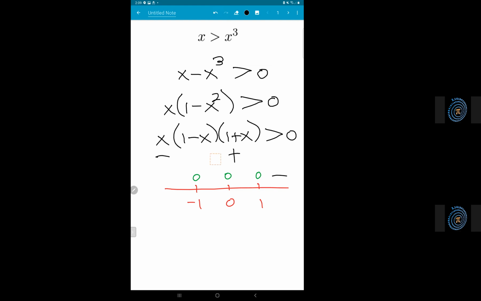For the next interval from the right, you do it again. Pick negative 0.5. It will be negative. 1 minus negative 0.5 is positive. 1 plus negative 0.5 is positive. So it will be negative.